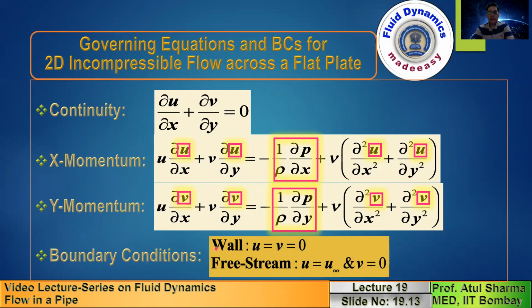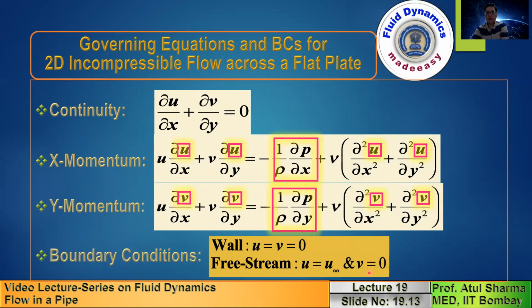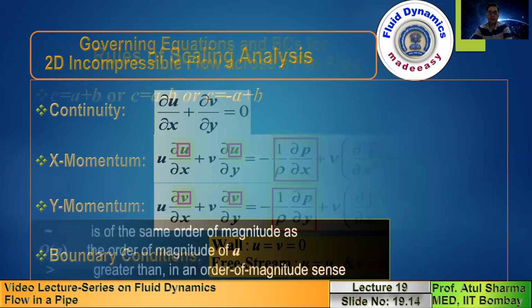The boundary condition is that at the solid surface of the plate, if the plate is stationary, u and v are 0. At the inlet, you have a free stream velocity, u is equal to u infinity, v is equal to 0. You have another boundary condition for boundary layer flow, which I'll present in the later slides.